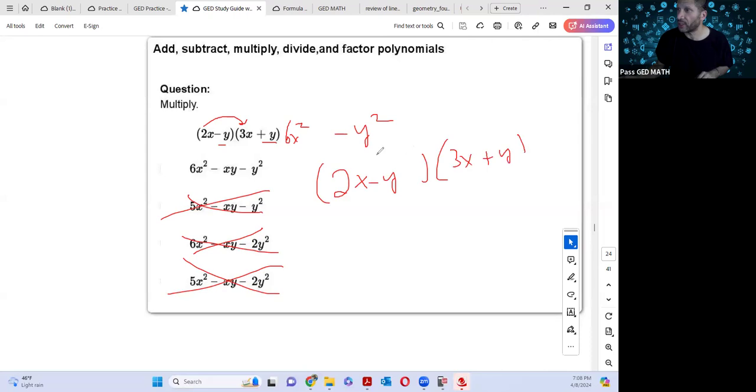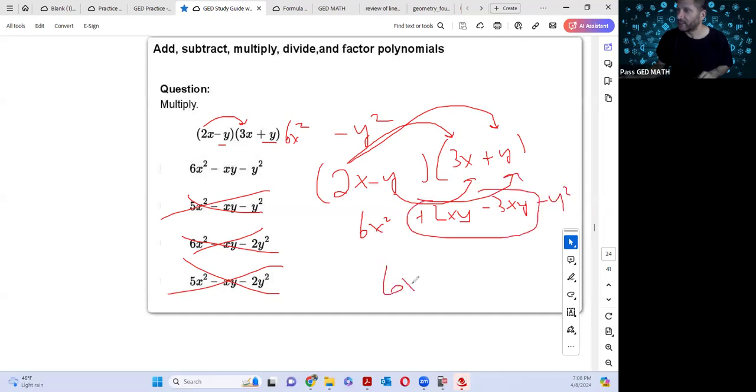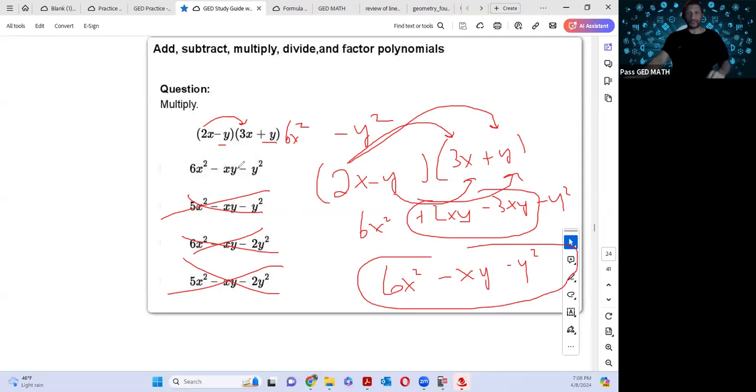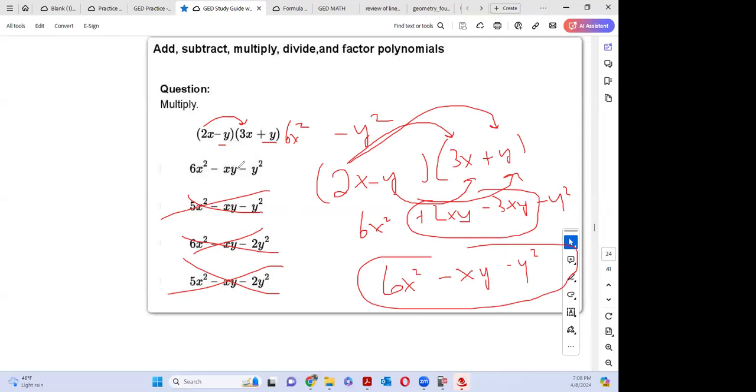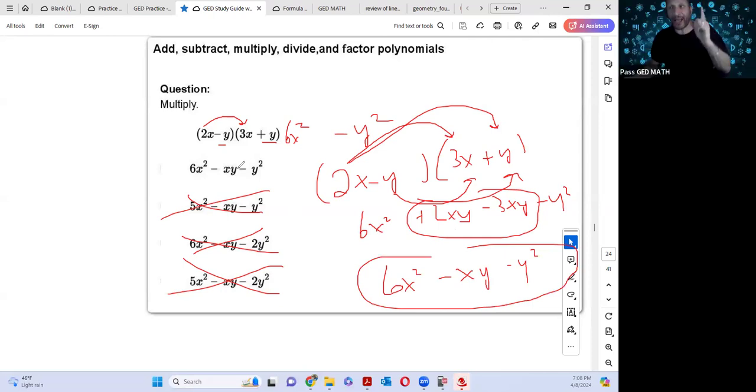Most people would do this, though. Most people would say, okay, 2x times 3x, 6x squared. 2x times y is 2xy. Minus y times 3x is minus 3xy. Minus y times y is minus y squared. I got like terms here: 6x squared minus xy minus y squared. Do I still get the same answer? Yes. But if you understand the multiplication of binomials, you know how to get the first term and last term.